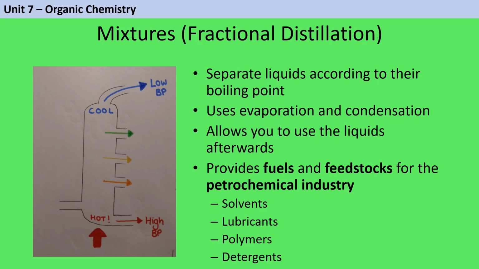As they travel up the fractionating column, there's a temperature gradient. In other words, the nearer you are to the heat source, the hotter it is, and as you go higher, it gets cooler and cooler. As each alkane reaches a height that corresponds to a temperature where it can condense, it turns back into a liquid, and this allows you to separate the liquids and use them afterwards. Fractional distillation of crude oil is used to provide fuels and feedstocks for the petrochemical industry, which are used to make solvents, lubricants, polymers, detergents, and of course, fuels.